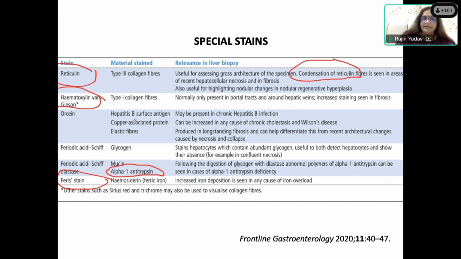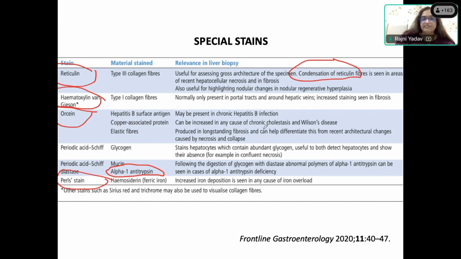Then for the copper, you may do a rhodanine stain. Also, Orcein stain can be done for the copper associated protein. So this is important for Wilson's and the cholestatic diseases. Then Orcein has additional advantages. Like reticulin, it stains elastic fibers.